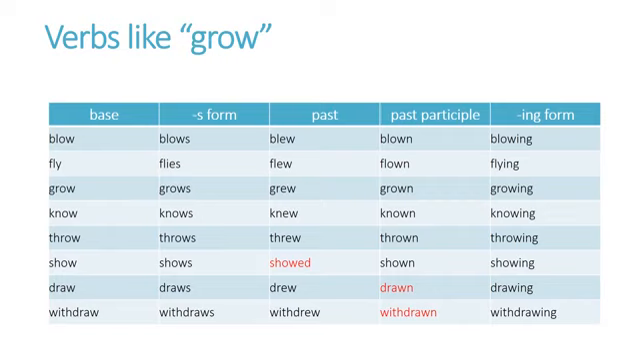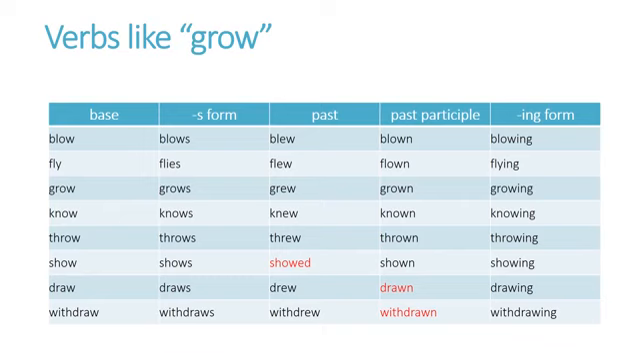Now the last two are a little bit different in that they don't end with OWN, they end with AWN. And that's basically because in the original base form, you already have an AW. But it follows the same pattern in the past. Draw, drew, drawn. Withdraw, withdrew, withdrawn.